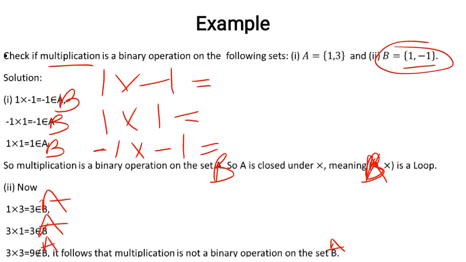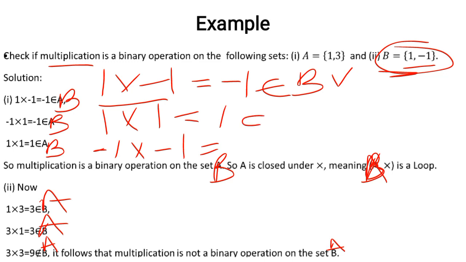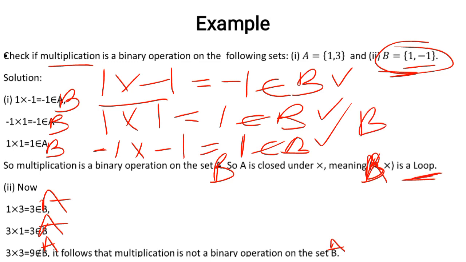You agree with me that 1 times minus 1 is going to give me minus 1. Is the answer in B? Yes, it is because there's minus 1 in B. So this is done. 1 times 1 is 1. Is the answer in B? Yes, it is. So done. Minus 1 times minus 1 is positive 1. This is also in B. Therefore, you agree that B is closed. So that's why we say it is a loop. So B under the binary operation times is a loop. The algebraic structure is a loop. It's a closure. That's what we mean there.